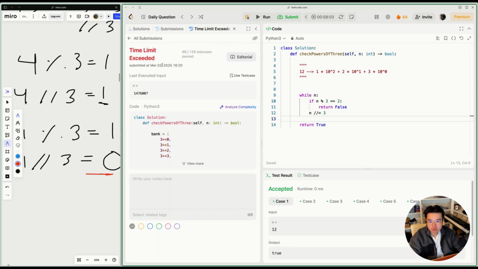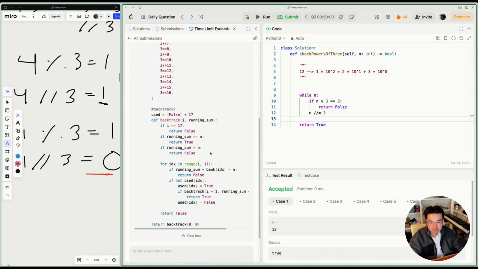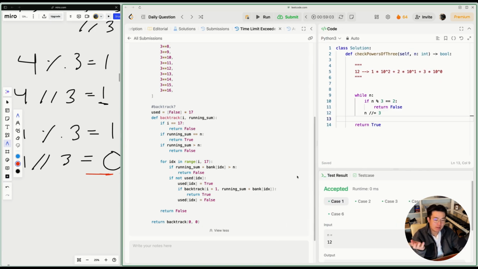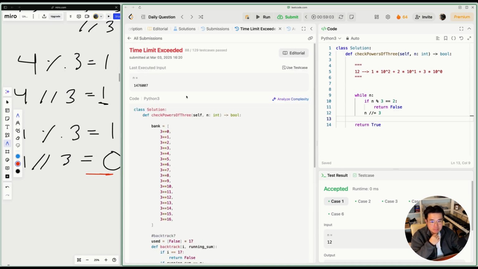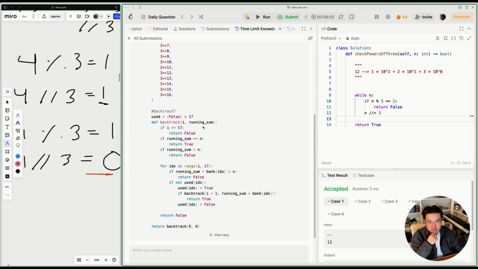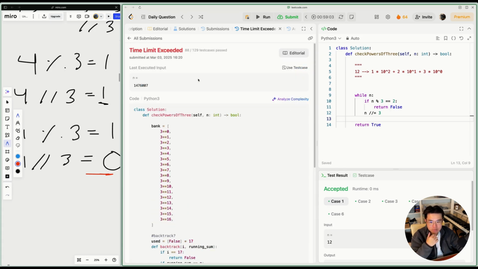Earlier on, I was doing some pretty whack stuff. I was thinking about maybe using some sort of backtracking, and it did work. It was able to pass all of these test cases, but what ended up happening was it was just time limit exceeded. With backtracking, we're just trying every single combination to see if it works, and that ended up taking way too much time.